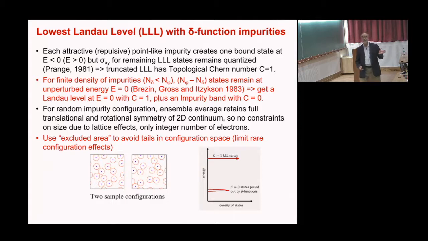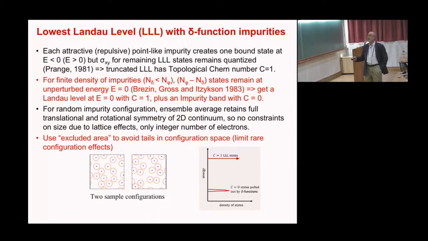So we did a completely different model, which is basically take a Landau level and add delta function impurities randomly to the Landau model. Now, it turns out that when you take either an attractive or a repulsive point-like delta function impurity, what happens is that it pulls out a bound state. So here's the case of an attractive. Here's the energy versus, and this is the lowest Landau level. If you put in one delta function impurity, it pulls out one bound state here. And then if you put a whole ensemble of them, it turns out that each impurity pulls out one.